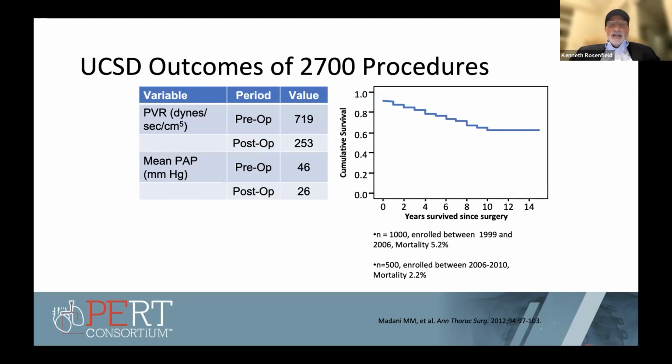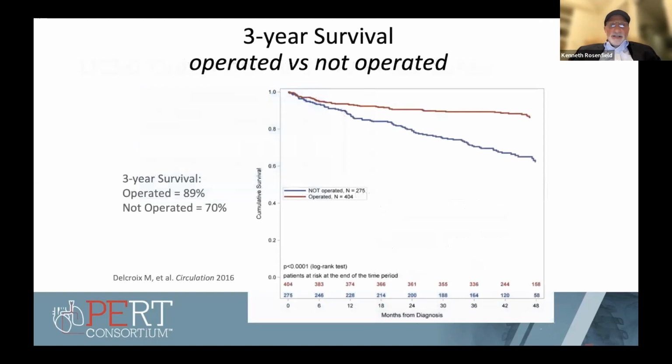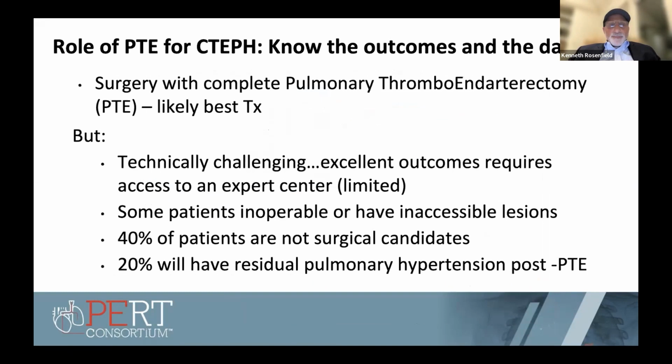Here are the UCSD outcomes. When you get into the hands of Madani, you're going to get a good result by and large. He's done so many of them. And by the way, survival is also much improved compared to those matched controls who were not operated upon in the CTEPH group. So what's the role of PTE for CTEPH?